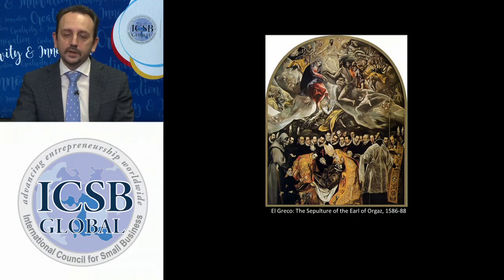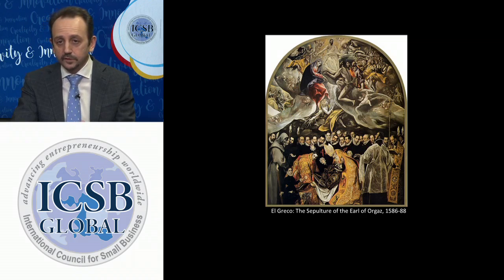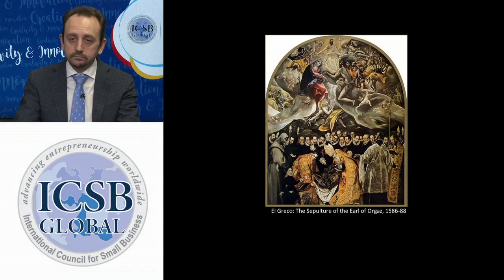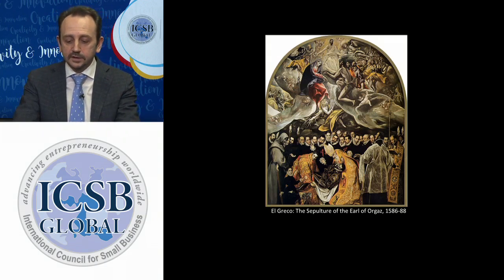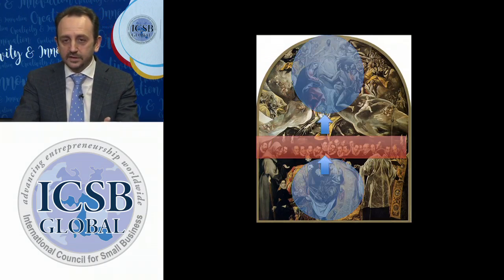This is a painting by the Spanish painter El Greco, The Sepulture of the Earl of Orgaz. And what you see in this painting is actually a story. So this nobleman dies, then his relatives, his friends mourn his death, and then he ascends to heaven in the grace of God. So this story is represented graphically through 3 major groups, as you can see here in the slide.